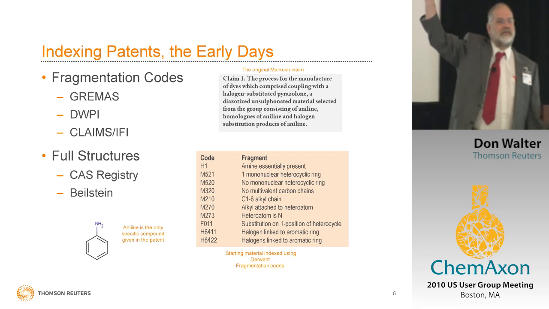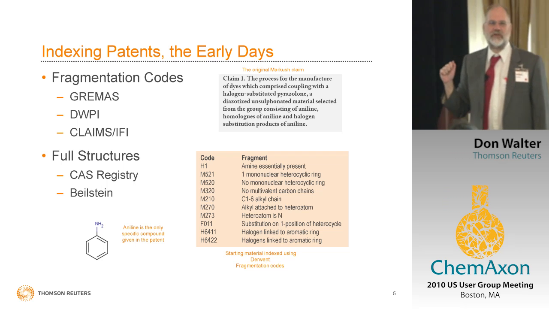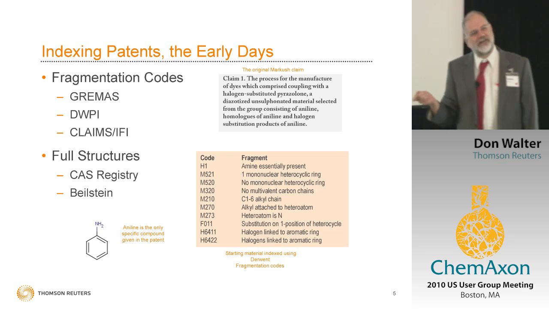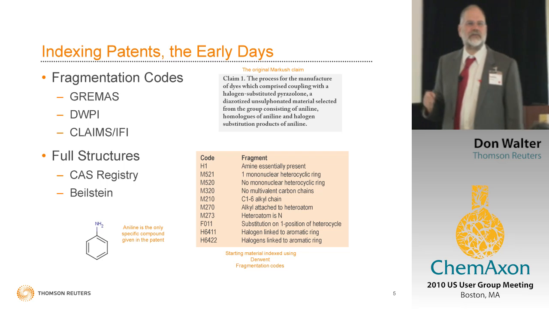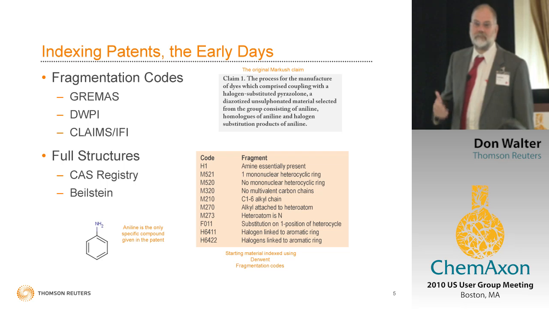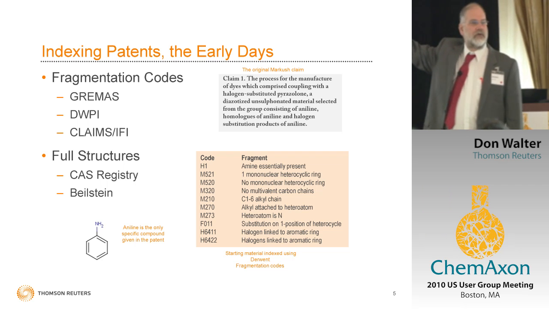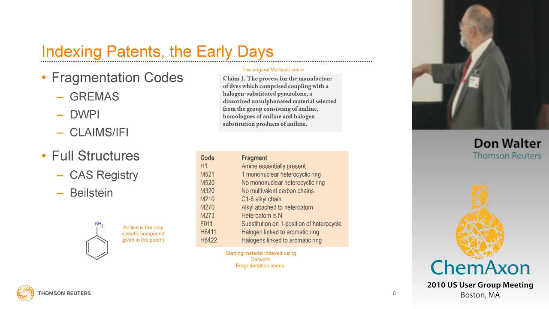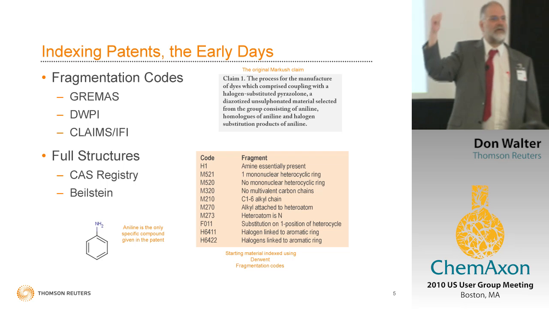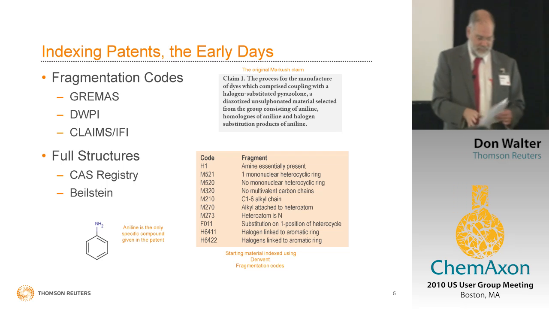The claim in the top right corner is the original Markush claim from Mr. Markush. Nora reminded me that Mr. Markush was actually a Hungarian immigrant to the United States. He was a chemical engineer, and he wanted to describe a dye based on aniline. And the claim from his patent is shown there in the top right corner. And then these are some of the fragmentation codes that are used to describe that compound, which is aniline, which is really the only specific compound that was mentioned in the patent.